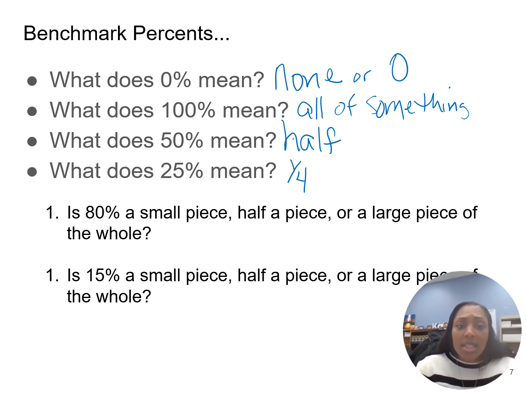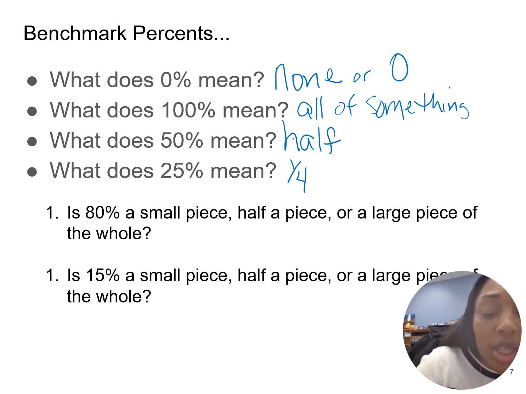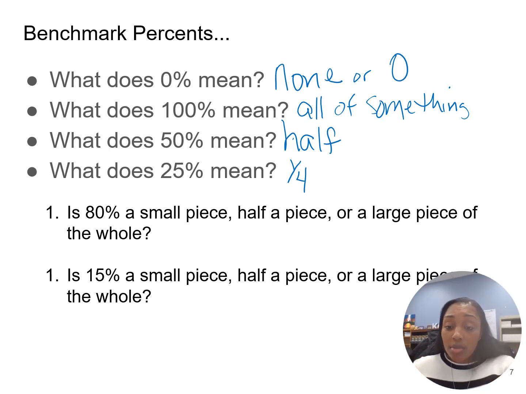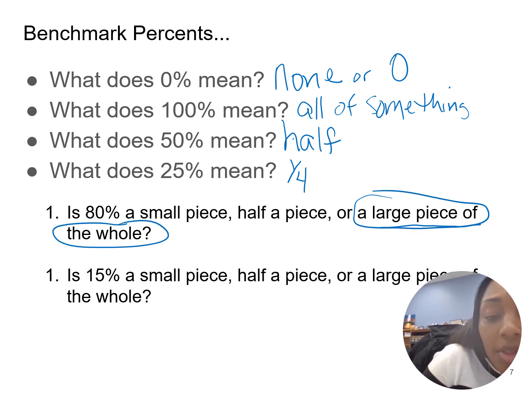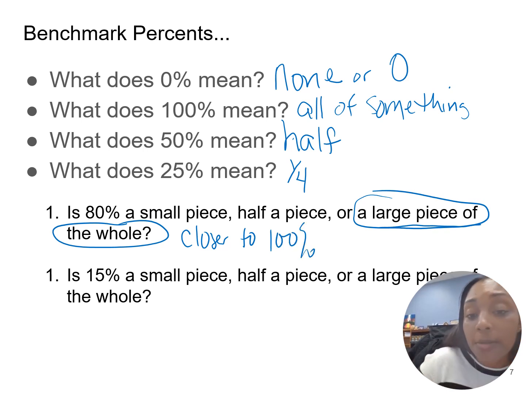So let's look at this. It says, is 80% a small piece, half a piece, or a large piece of the whole? So if I had a sandwich and I say you can get 80% of my sandwich, am I offering you a little piece of my sandwich, half of my sandwich, or a large piece of my sandwich? What am I offering you? And so we want to think about, well, is 80% closer to 100, closer to 50, or closer to 0? And so it's actually closer to 100. So we would say that this would be a large piece of the whole because it's closer to 100%.